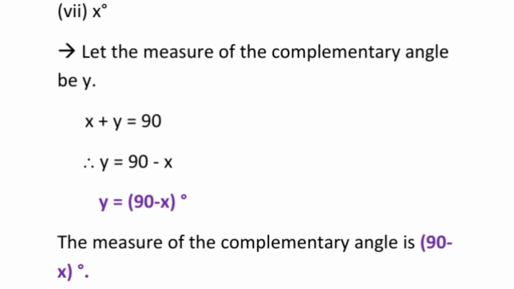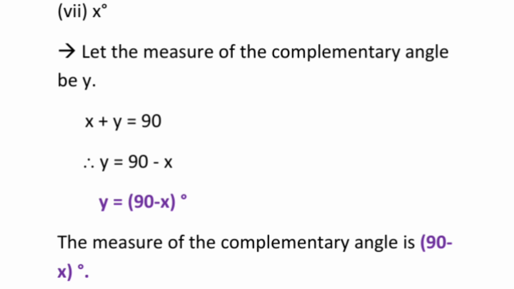Seventh one, x degrees. Here x is the variable given. We have to find its complementary angle. Now here I change the variable from x to y, since I used x in the previous examples. Here already the measure of the angle is given as x and we have to find the complementary angle for it. Therefore, let the measure of the complementary angle be y.